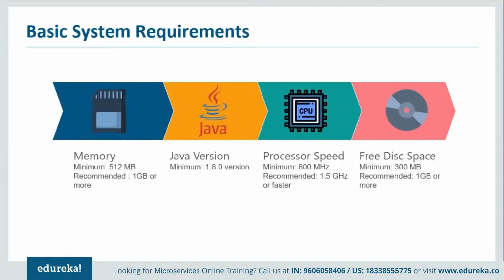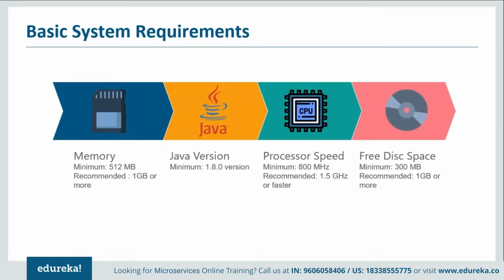The basic system requirements that I may suggest for you are a minimum memory of 512 MB to 1 GB, a Java version of 1.8.0, a processor speed of minimum 800 MHz to 1.5 GHz, and a free disk space of minimum 300 MB.